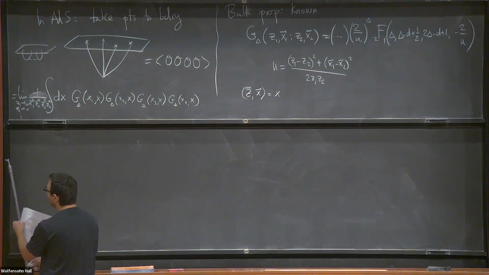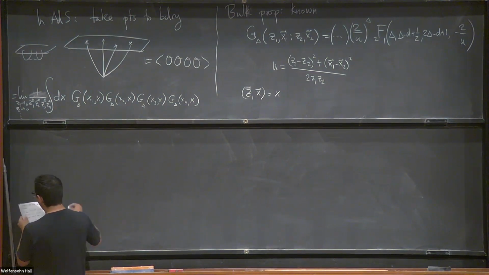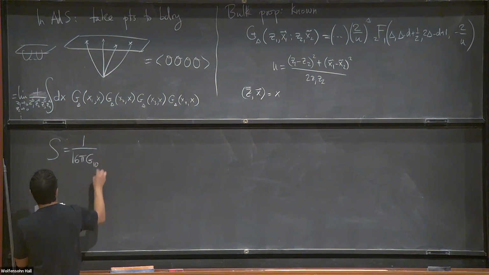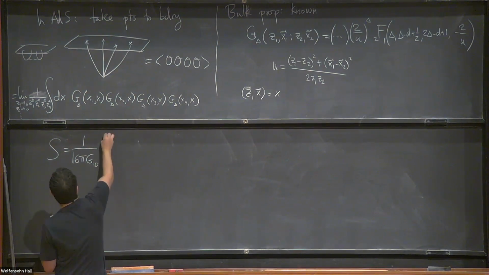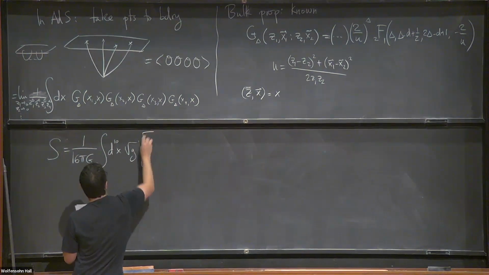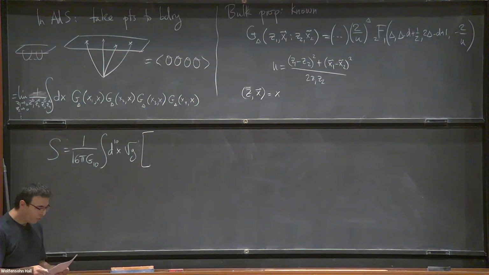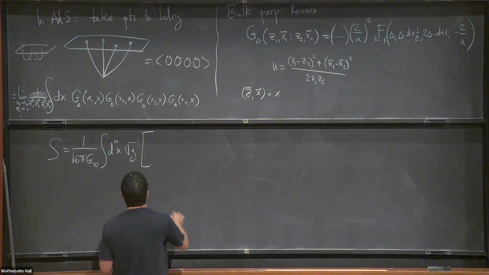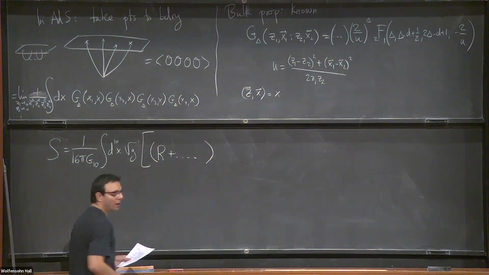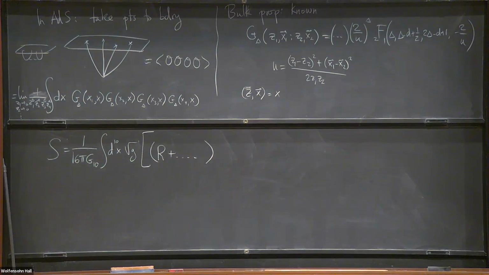So we have to write down what the action is. So consider the action is this: 1/16 pi G in 10 dimensions, and we have d^10x square root of g. So at leading order, we have in 10 dimensions Einstein gravity plus whatever other interactions are needed by supersymmetry.